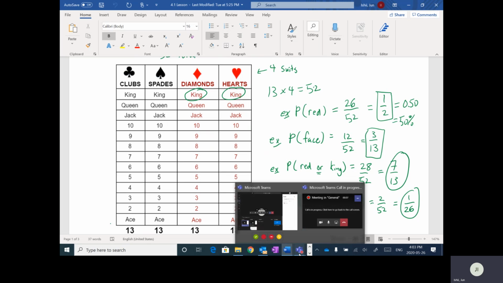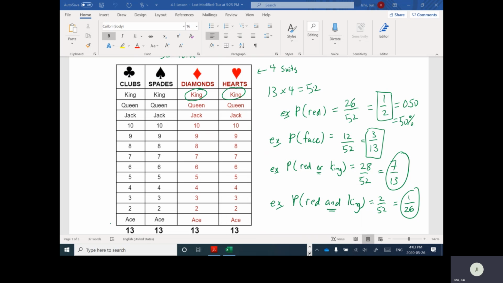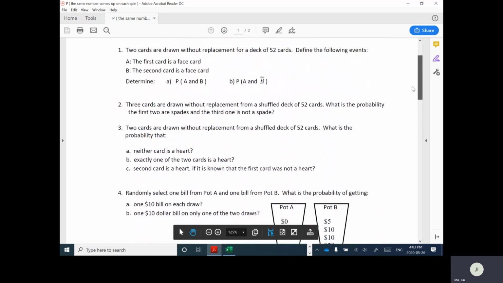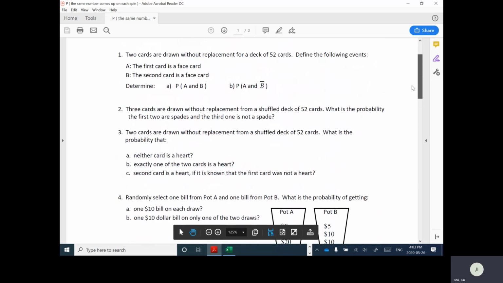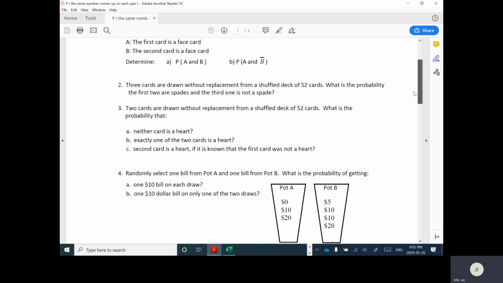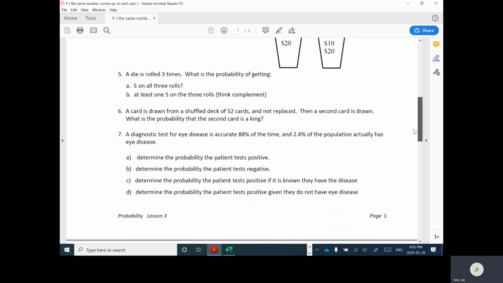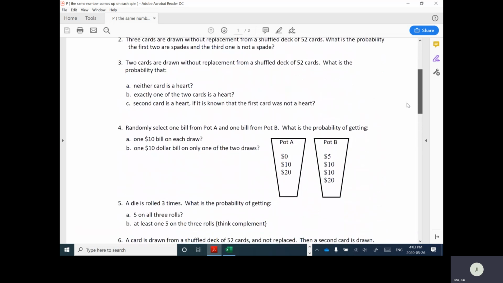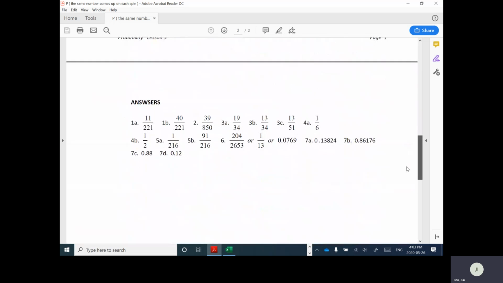Let's scroll back to the worksheet here. For these questions, what you want to do is draw out the tree diagrams. There are only 7 questions here, so that should be enough for practice. And again, check your answers on the bottom.